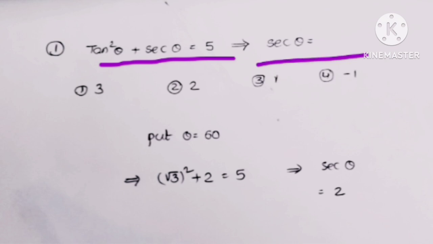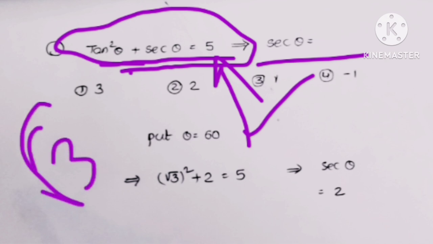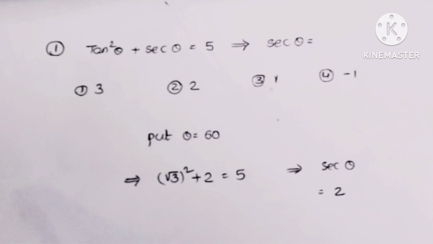Okay, here one equation is given, that is tan square theta plus secant theta is equal to 5. Now I am replacing theta is equal to 60 simply in this equation. Then check the value. Tan 60 is equal to root 3 and root 3 whole square is equal to 3. Okay, the first value is equal to 3. And the value of secant 60 is equal to 2. So 3 plus 2 is equal to 5. Means here only theta is equal to 60 satisfies this equation.